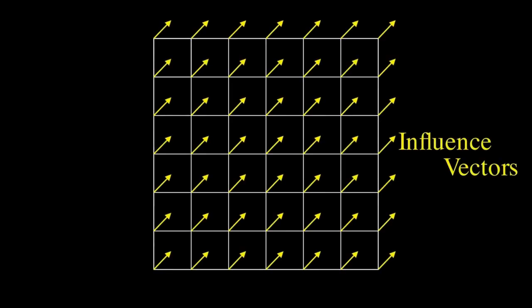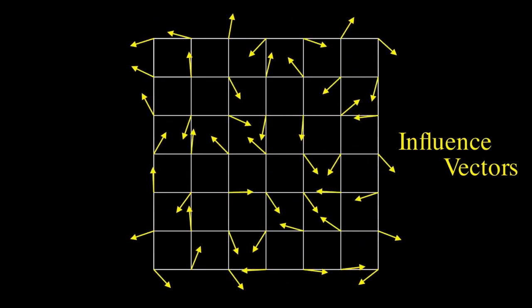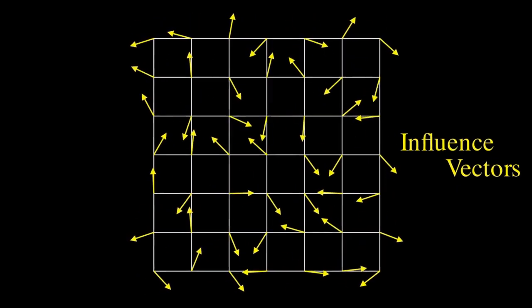To create our Perlin noise image, first we start by creating a grid of squares. At the corner of each square, we create a vector called an influence vector with magnitude 1. Now we rotate each influence vector by a randomly generated angle. Let's zoom in on our first square.